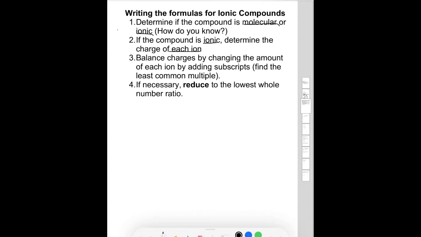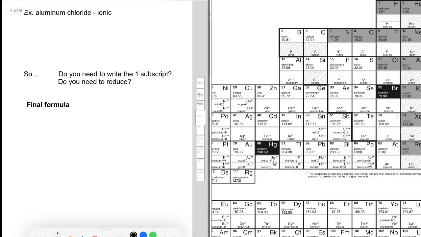From there, we need to balance the charges. This is one of the most important steps, and we'll show you how to do that with our first example. That's where the subscripts come in. Those are different than the prefixes. Be very careful with that. And then if needed, this is a necessary step, is reducing to the lowest whole number ratio. So if that comes up, we will talk about it.